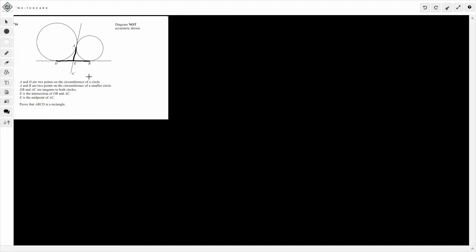Now, what else can we gather from this information that we're given? So we're told E is the midpoint of A to C. So what that means is that AE is going to be equal to EC. So let's write down some of this information that we've got so far. So what have we got so far?